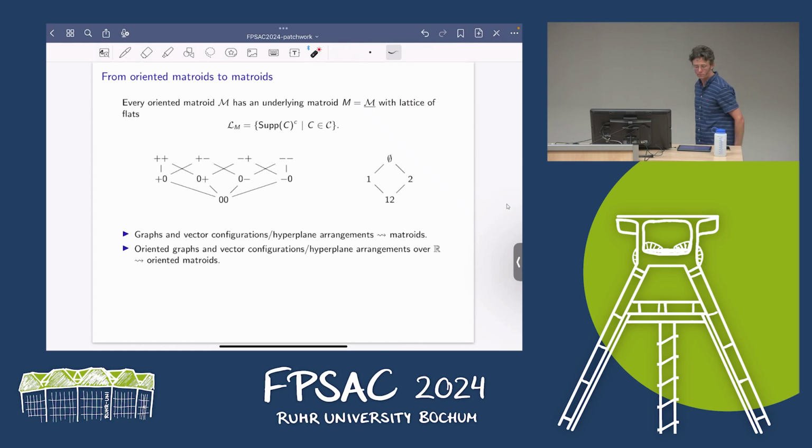So graphs, vector configurations and hyperplane arrangements provide examples of matroids for us. Not every matroid comes from these examples, but these are certainly some of the richest ones. Oriented graphs, vector configurations and hyperplane arrangements over the real numbers, or any totally ordered field, give us oriented matroids.